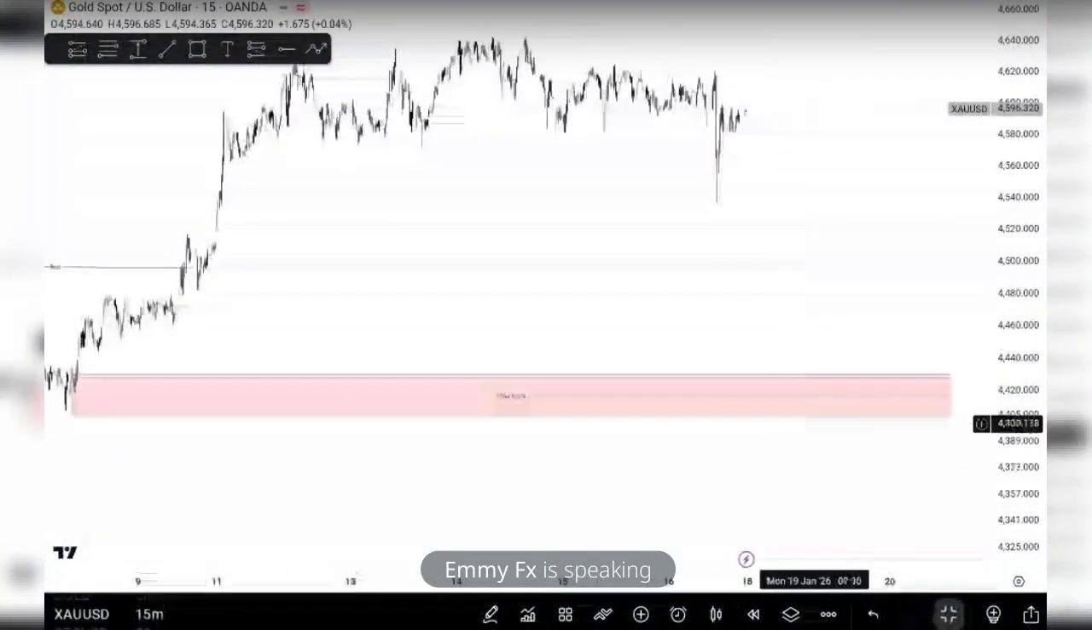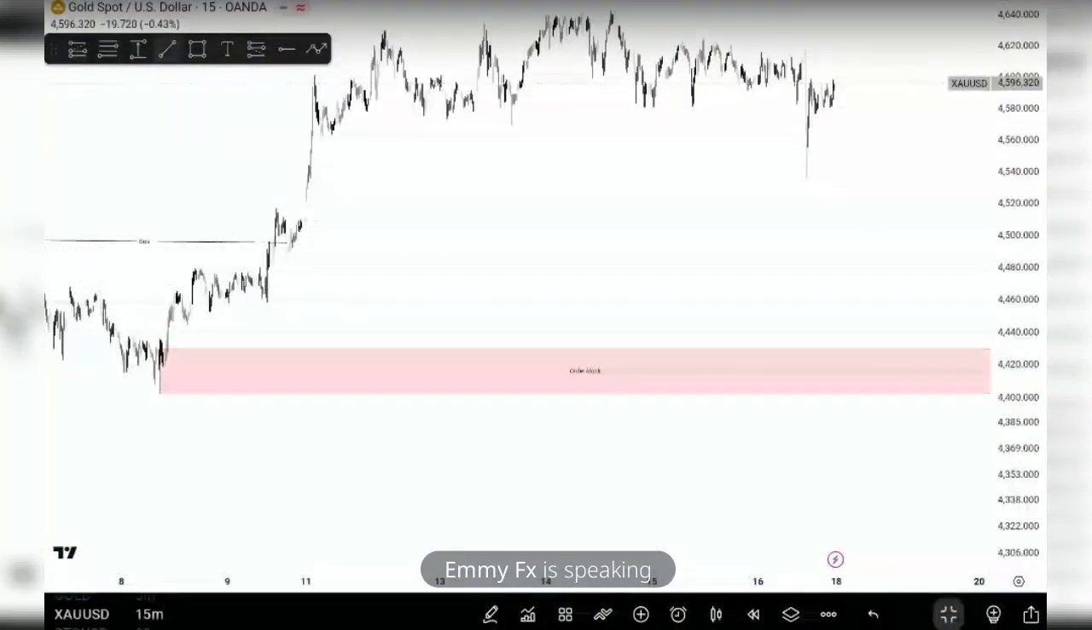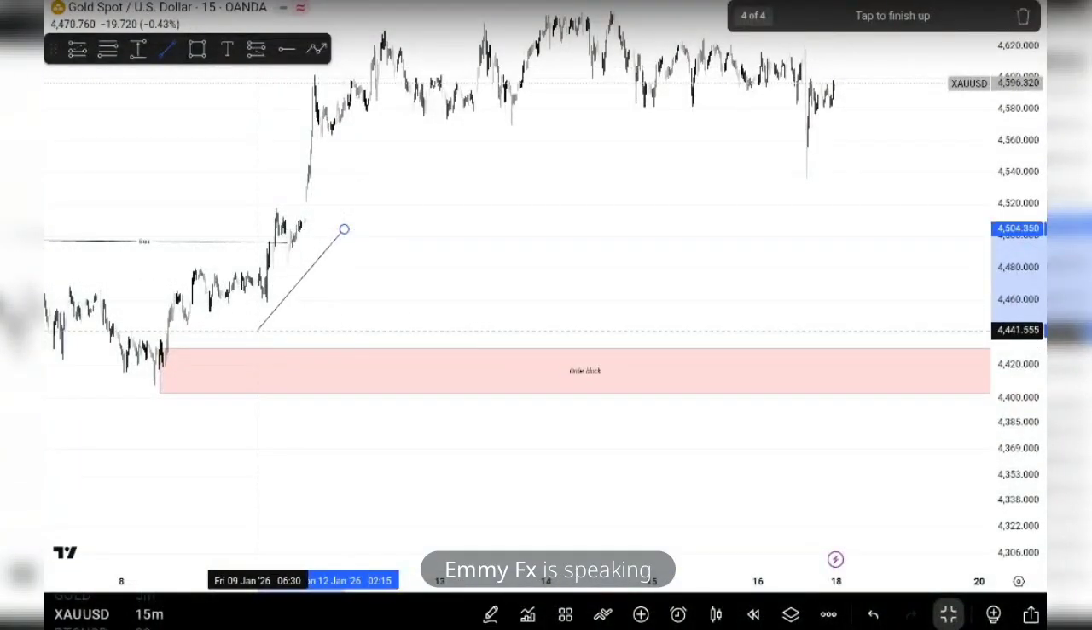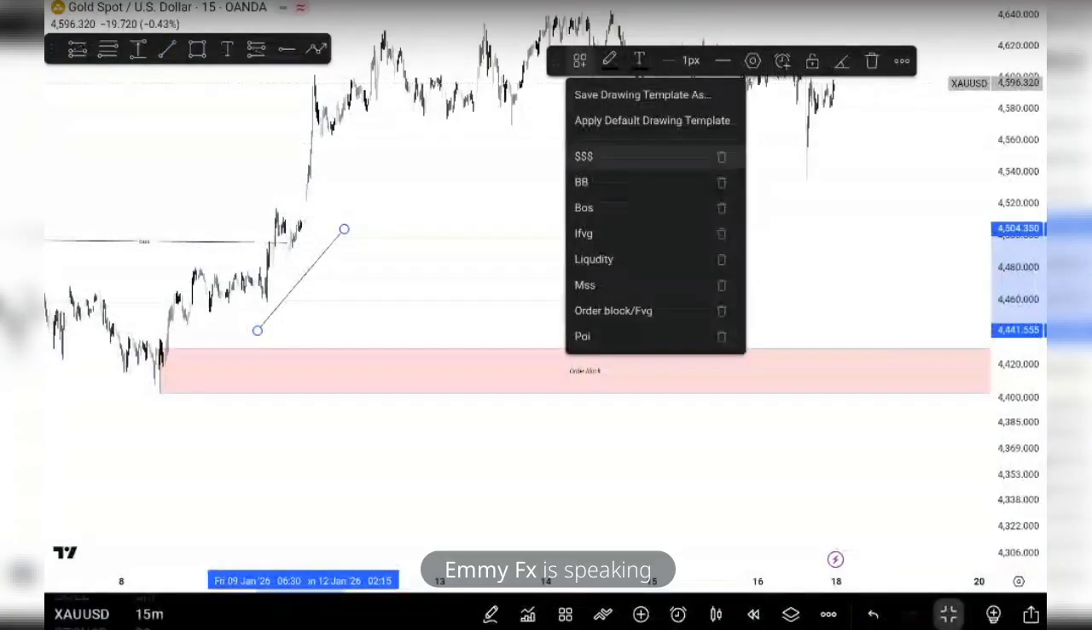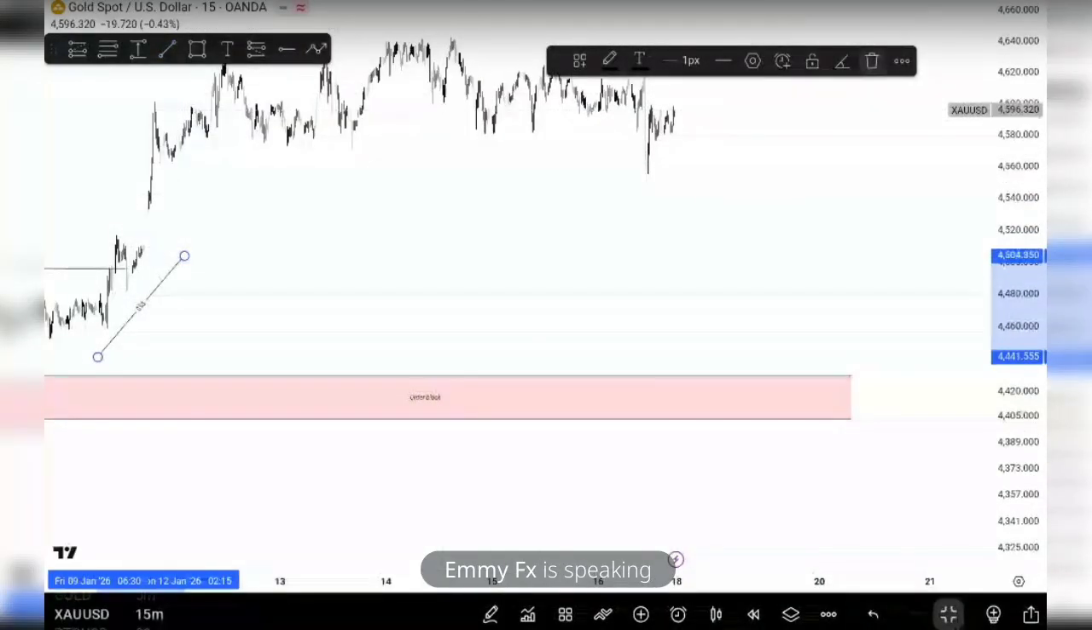So we are going to use it as trend line liquidity. All right, if you want to buy, you are going to buy at the spot.